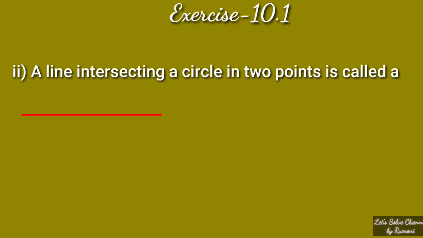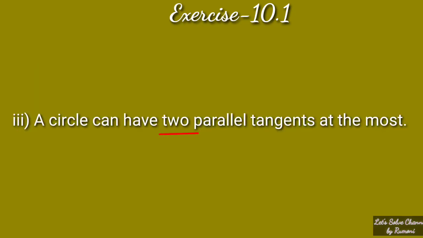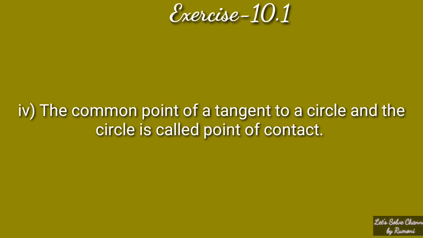So students, this one you have to write the answer in my comment section. Number 3. A circle can have 2 parallel tangents at the most. I hope you have understood this. And now let us proceed to question number 4. The common point of a tangent to a circle and the circle is called the point of contact.